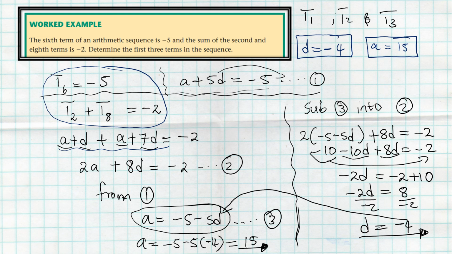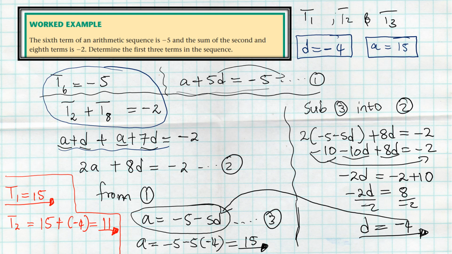I don't know where I will put this because this space is already full. Let me put it here. Our a is our term 1, which is 15. To get the next term, we add the common difference to the previous term. So it will be 15 plus our common difference, which is minus 4. When I remove the brackets, 15 minus 4 is 11.